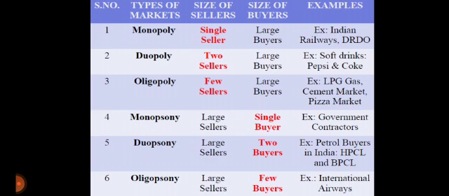And oligopsony, large sellers but few buyers. International airways, we have large sellers but only few buyers. If you want to travel abroad, definitely you have to pick those airlines which can take you there. So we have plenty of opportunities, but only a few players are running the show here. So that is what we have seen today.